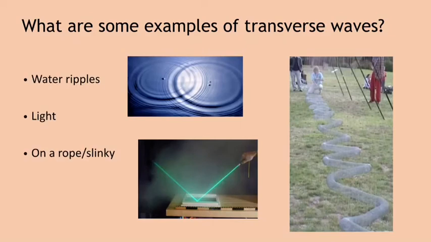We asked you earlier to think about examples of waves. Transverse waves can be things like water ripples, so the waves you might see in the ocean, light waves, and we can also show them on a rope or a slinky. When you're in school, we'll demonstrate that.